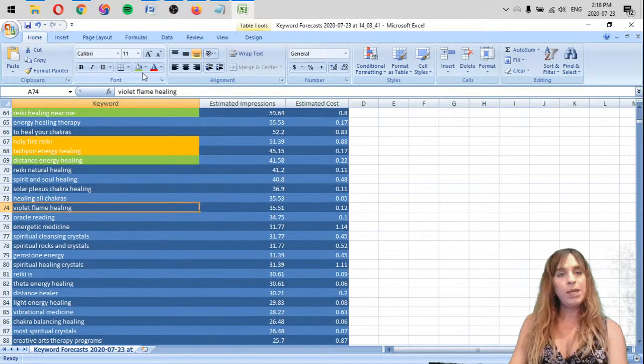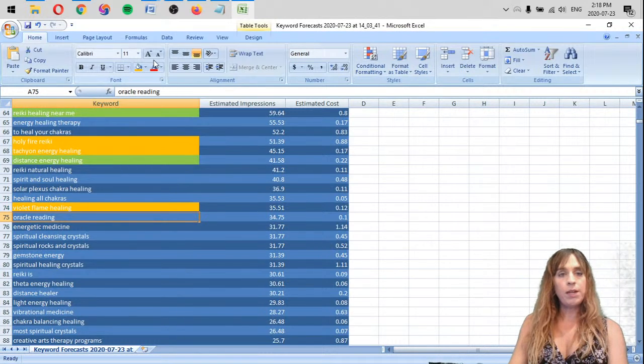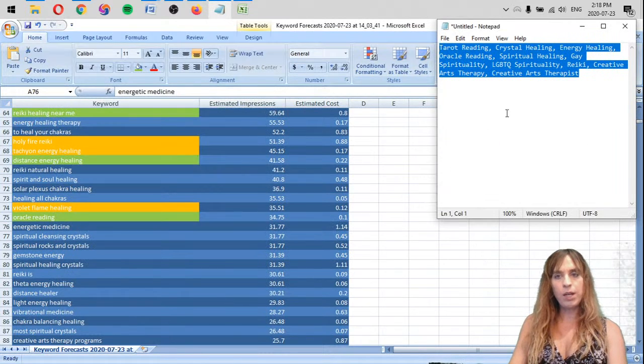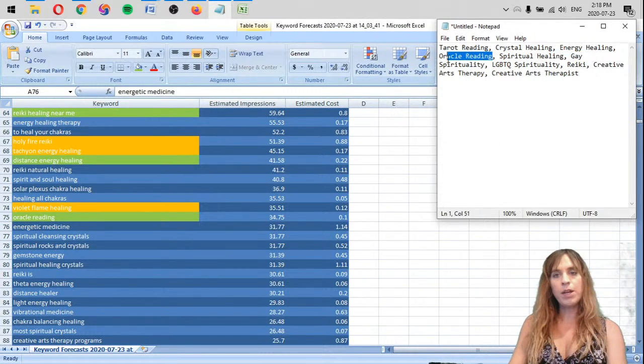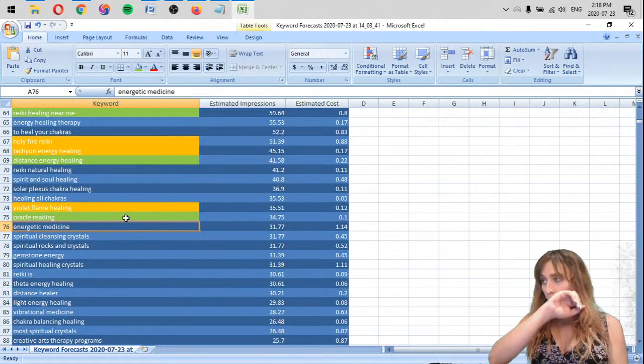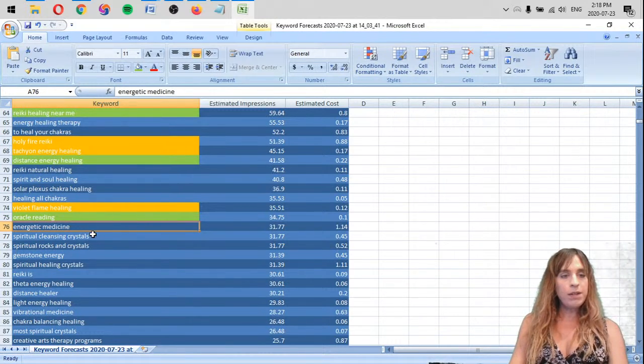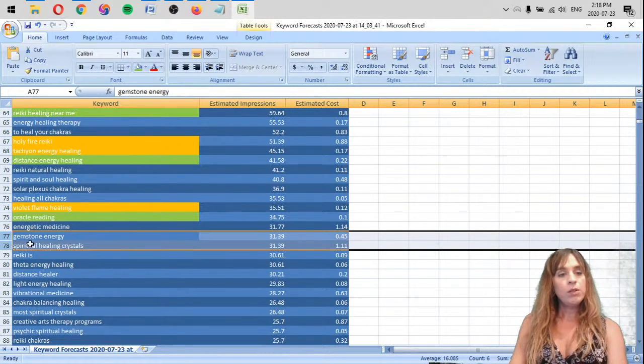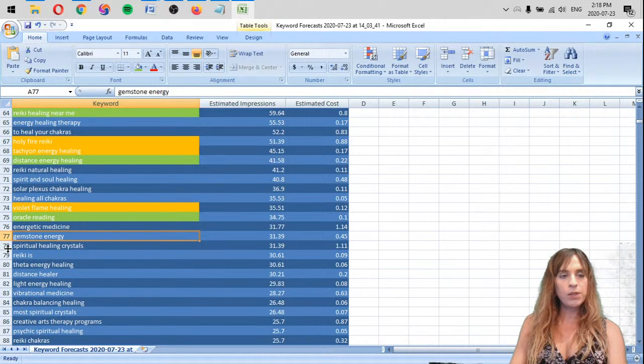Violet flame healing, no idea. Oracle reading, that is something that he said he was interested in. In fact, I think that was one of our original keyword ideas. Oracle reading, yeah, right there. Cool. Okay. Energetic medicine. I don't know what that means. It sounds broadly like it's relevant to him. Spiritual cleansing rocks and crystals. No, too product related. Spiritual healing crystals. No. Gemstone energy. Again, probably too product related. Reiki is, that's one we can leave in.